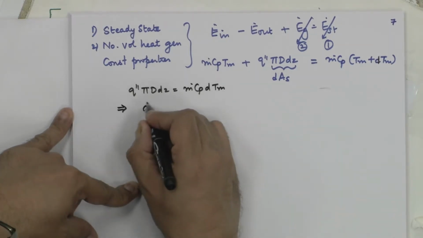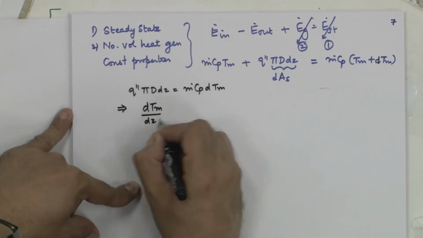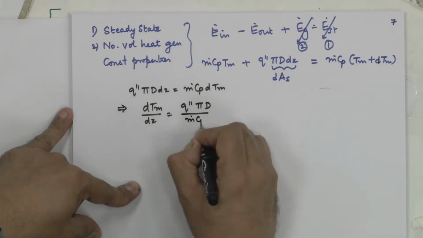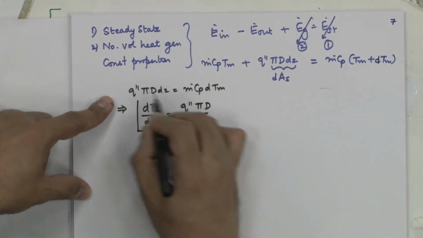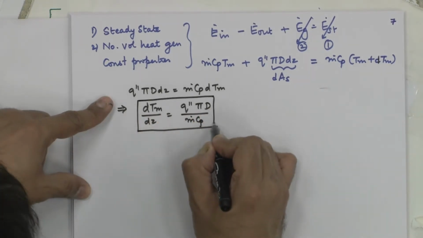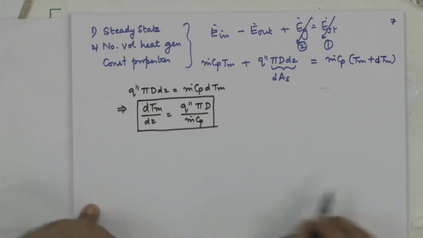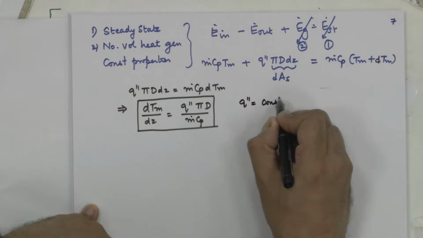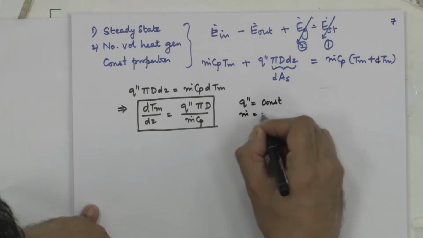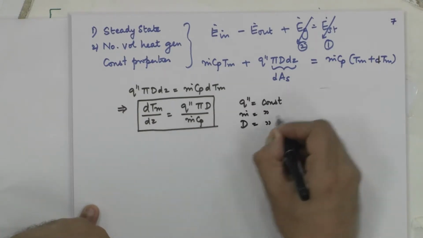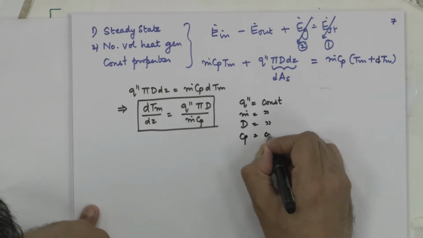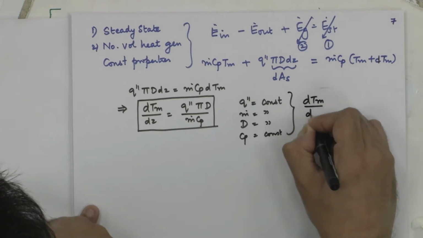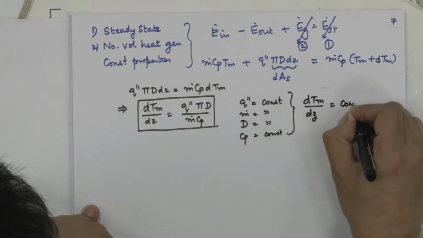In other words, dTm by dz is equal to q double prime pi d by m dot Cp. This is a favorite equation, very useful, gives you a lot of things. What is this? Q double prime is constant, pi is a constant, m dot is a constant, d is a constant, Cp is a constant. That means what? dTm by dz is equal to constant.